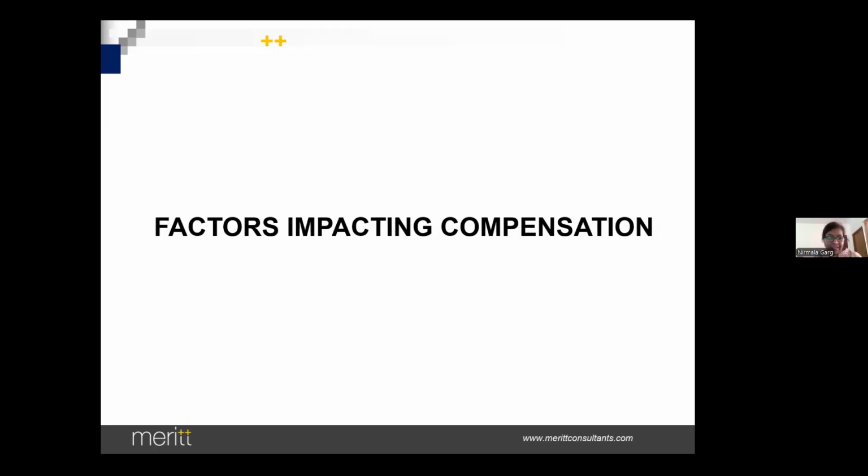Simple. Say, for example, you have a very critical position. Like in today's market dynamics, procurement, supply chain, very key critical positions where the demand is high and the supply is low. What will be the external factor which will impact the compensation? Obviously, one of the factors is the supply demand factor.